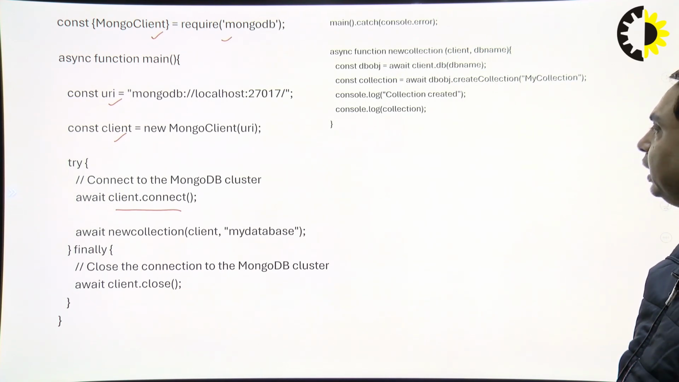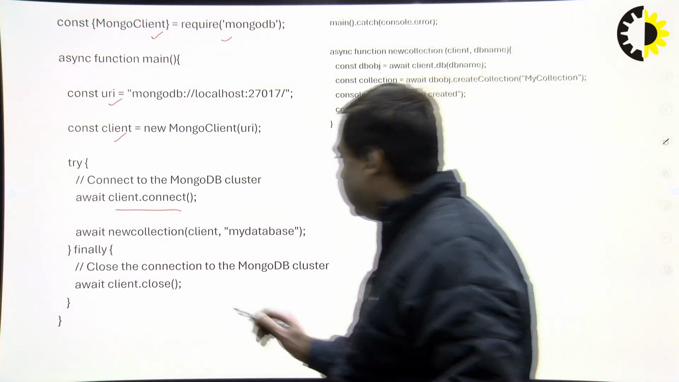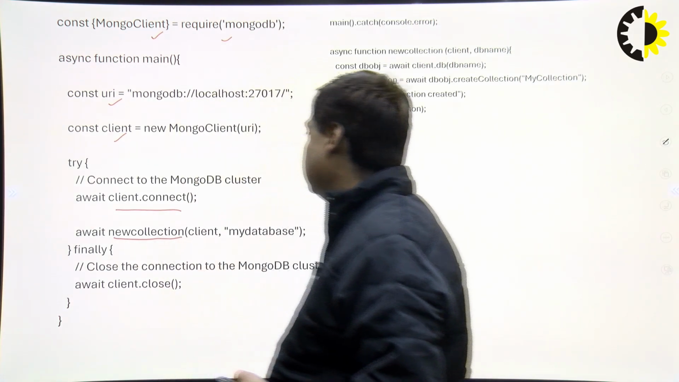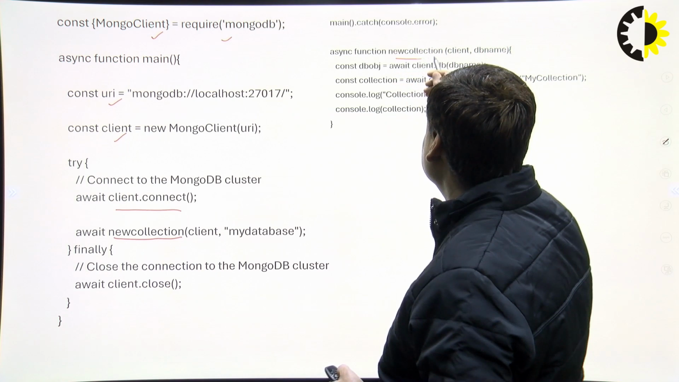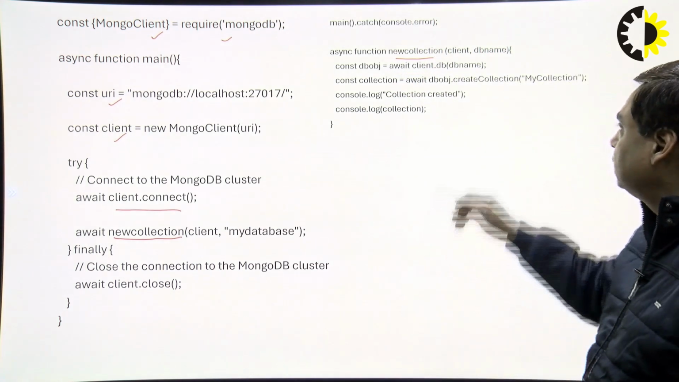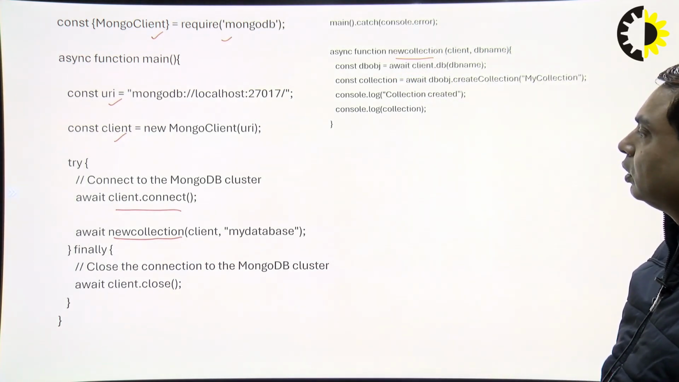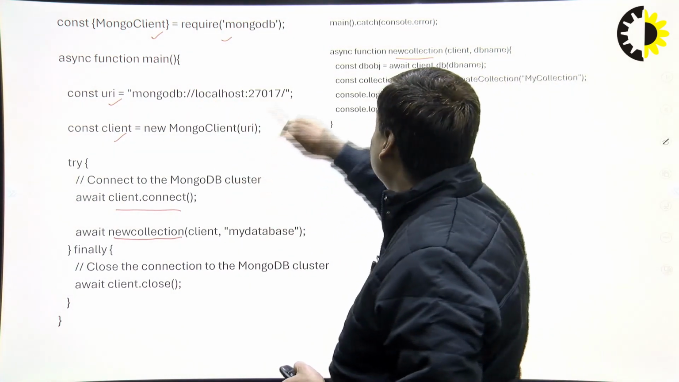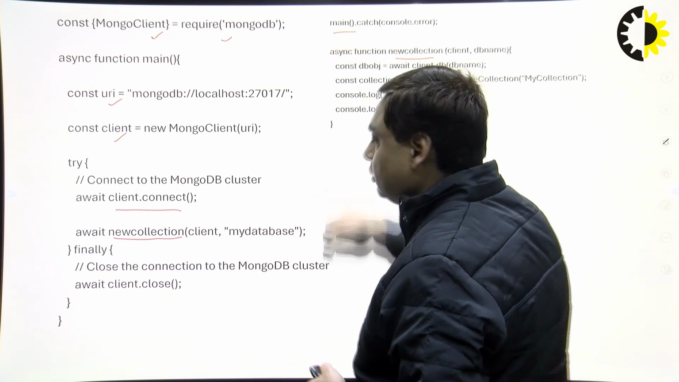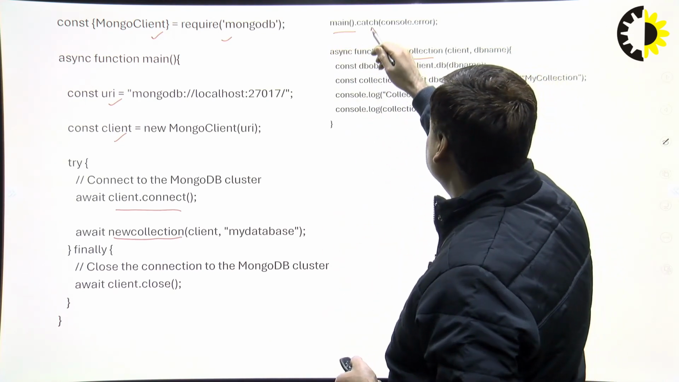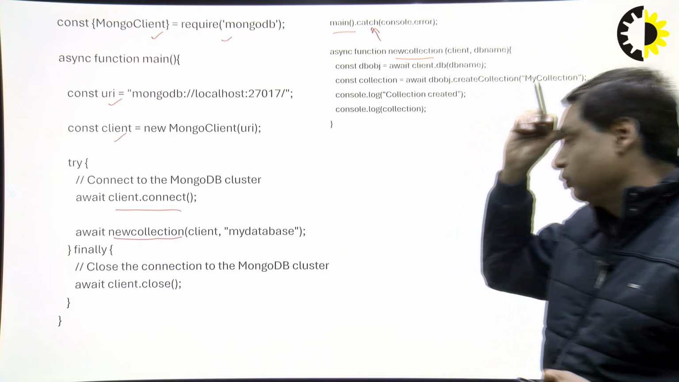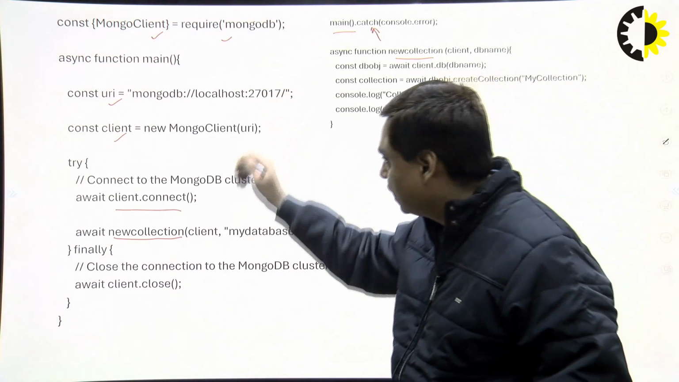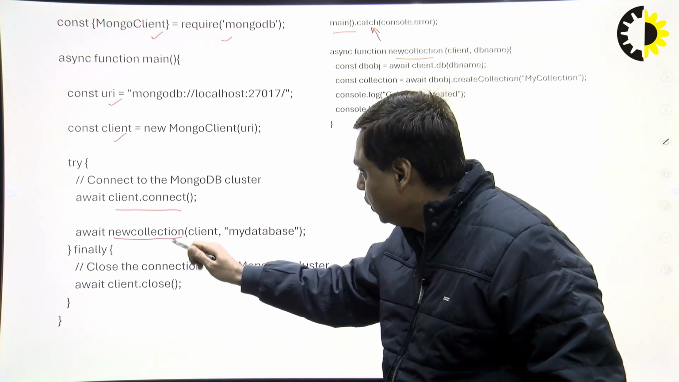The next job is to create a collection. To create a collection we are using the function newCollection. When we call this function, it will execute this instruction. Before calling this function, the main function must be called. So we are calling this main function here, and I already discussed that the catch statement is for error handling. When you call the main function, it will make the connection, then it will call newCollection.